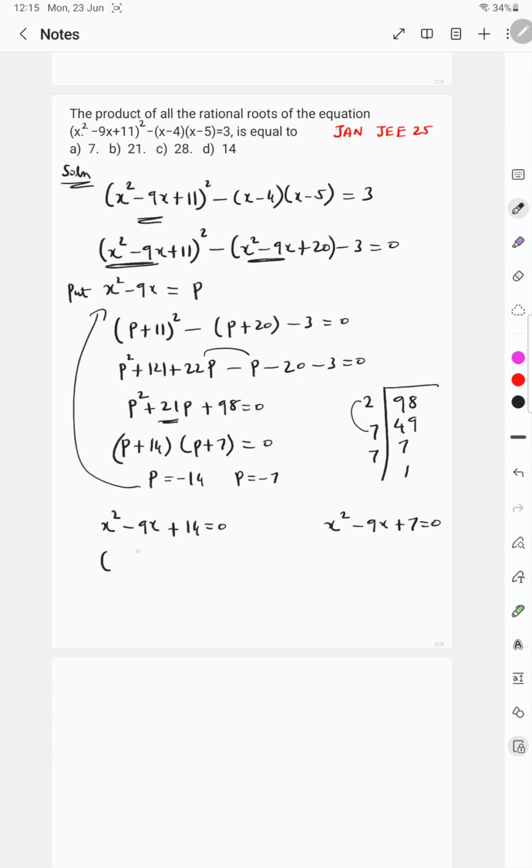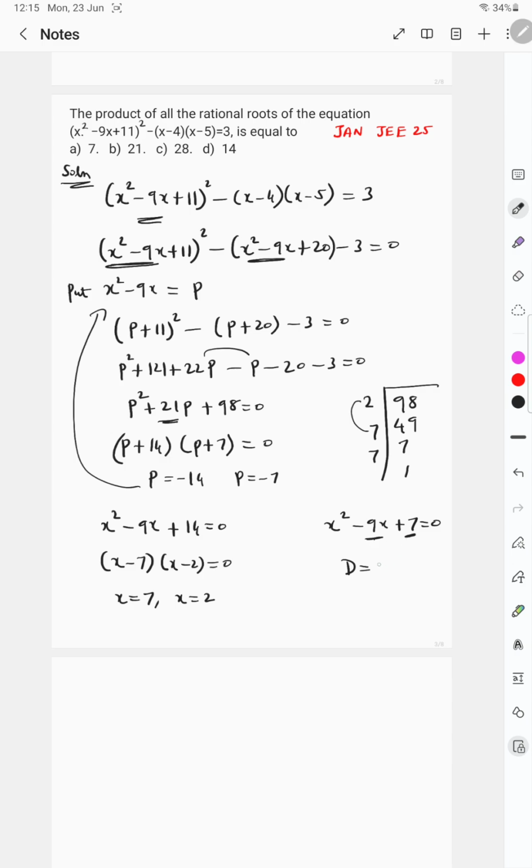So if I find factors, 7 2s are 14, so (x − 7)(x − 2). So I have two rational roots here, x is 7, x is 2. Here, I have to find numbers whose product is 7 and sum is 9, so that is difficult. Definitely the discriminant here will be irrational.